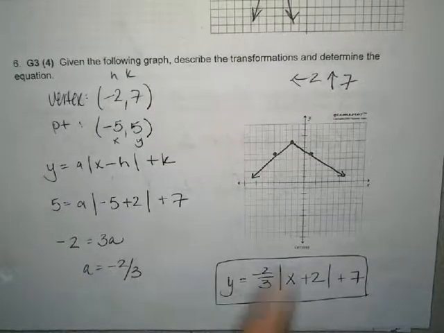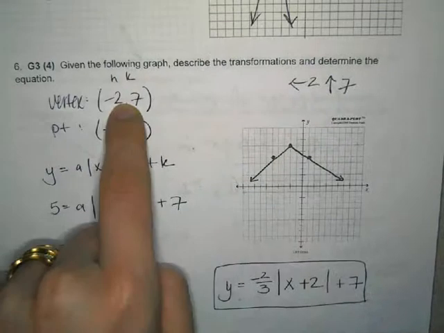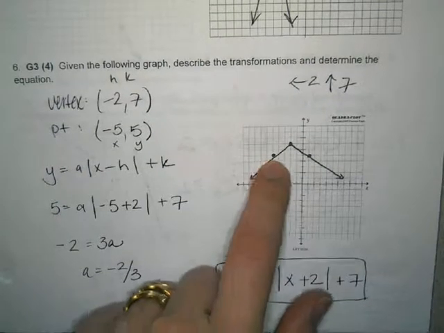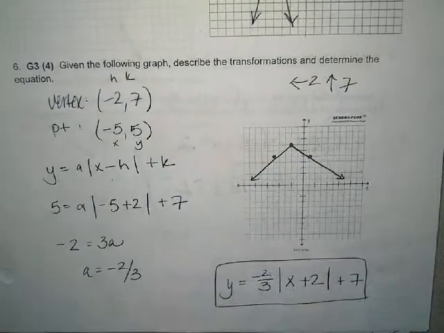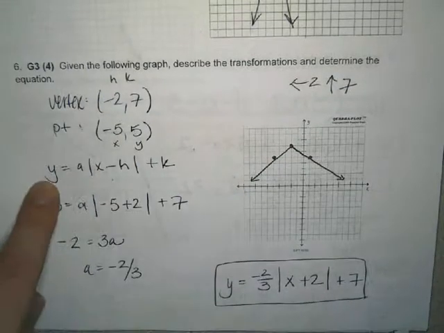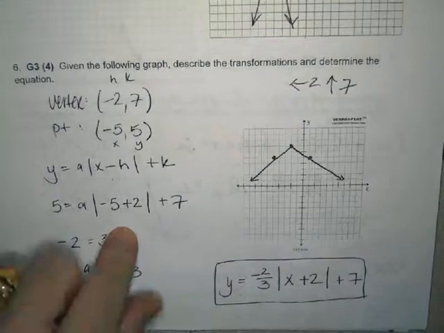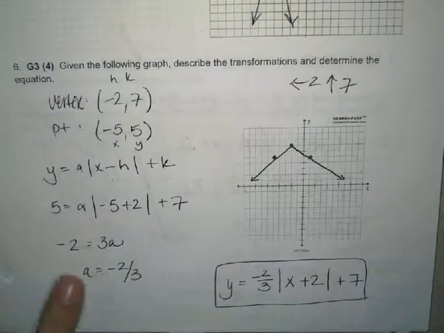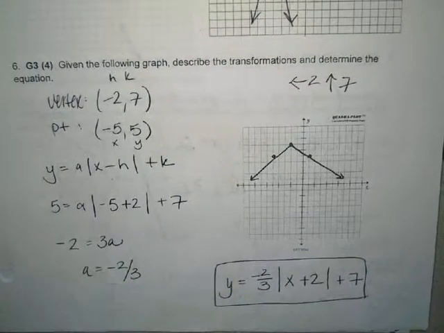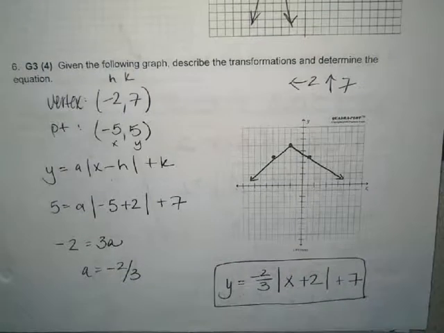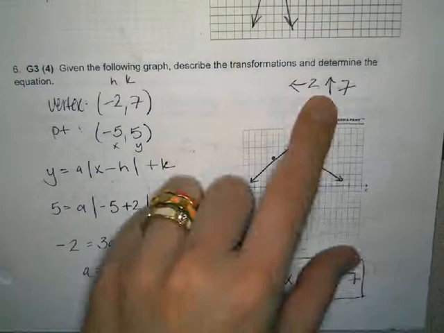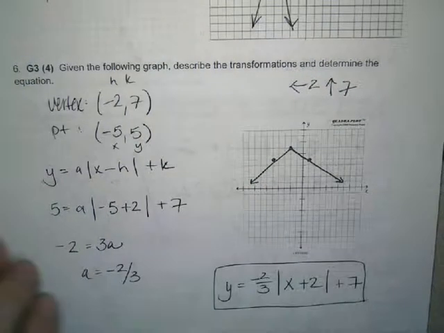I pulled out the vertex as -2, 7. That's my h and my k. Just picked another point. I happen to pick that one. That's the point, my x, my y I'm going to use. Then I use the standard form for an absolute value, plug in h, k, x, and y, and solve for a. My a here ends up being -2/3, and then my answer is writing the equation that way. And I did describe the transformations like it asked me to.